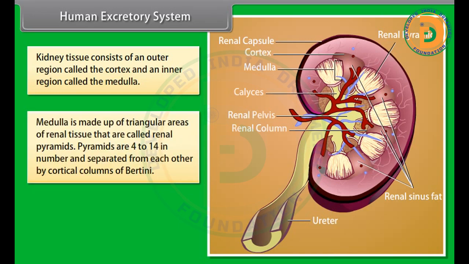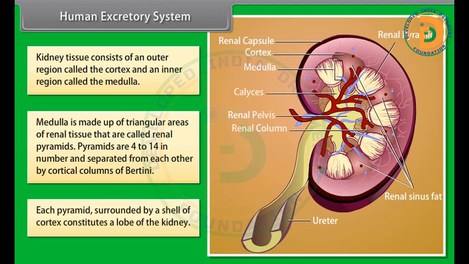Medulla is made up of triangular areas of renal tissue that are called renal pyramids. Pyramids are 4 to 14 in number and separated from each other by cortical columns of Bertin. Each pyramid, surrounded by a shell of cortex, constitutes a lobe of the kidney.